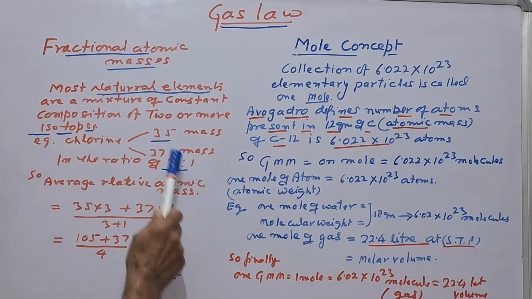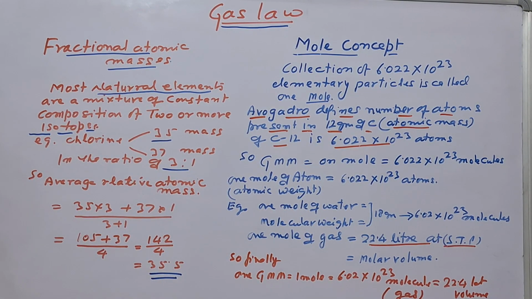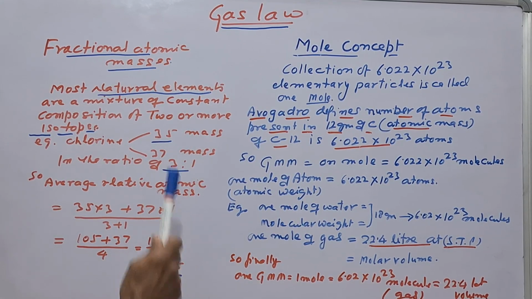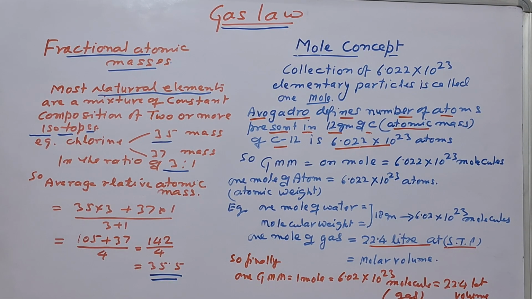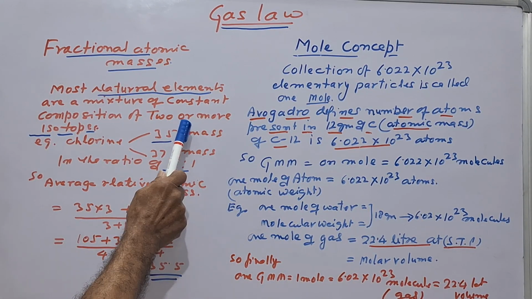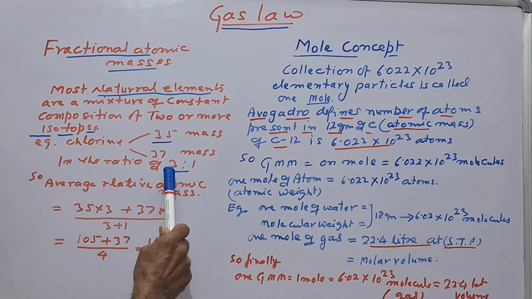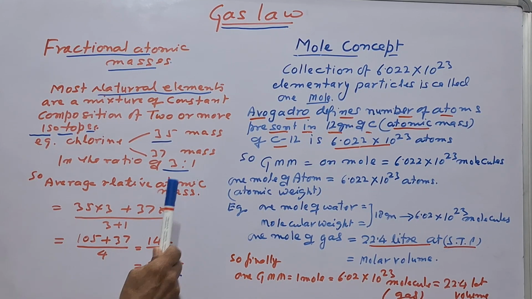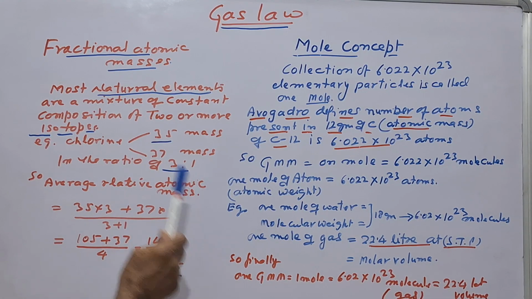atomic mass in fractions. For example, if you take chlorine, it is a mixture of 2 isotopes of 35 and 37 mass in the ratio of 3:1. Chlorine in nature exists in 2 isotopes of 35 mass and 37 mass, and in the ratio 3:1. Then here average relative atomic mass will be calculated. That is average relative atomic mass.